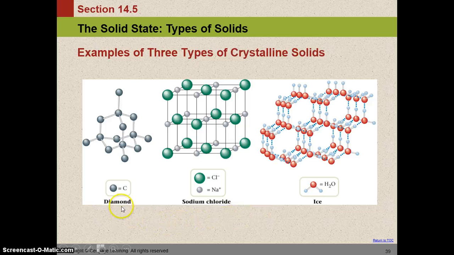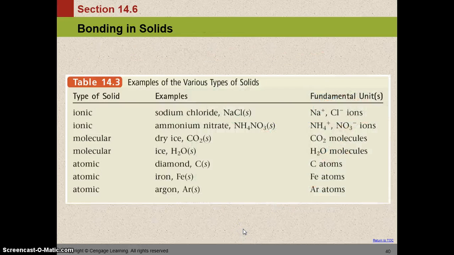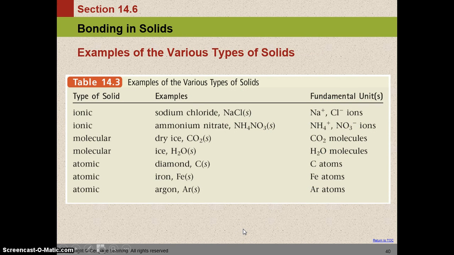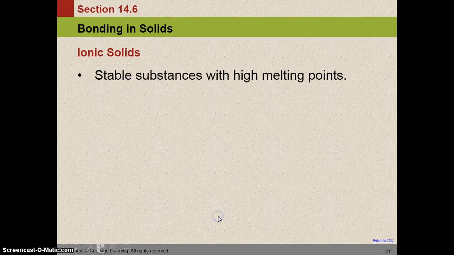And here are three examples. The diamond, which is atomic, has a carbon atom at each point of the lattice. We see sodium chloride with an ion at each point of the lattice, and here we have ice, which is covalently bonded, and we see a compound that is covalently bonded, or a molecule, at each point. Here are some examples of various types of solids, whether they're ionic, molecular, or atomic. That gives you some examples to look at.